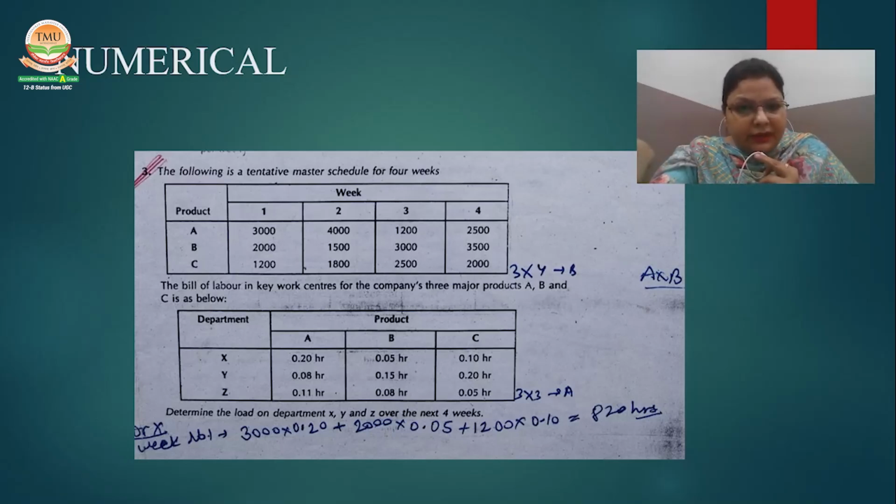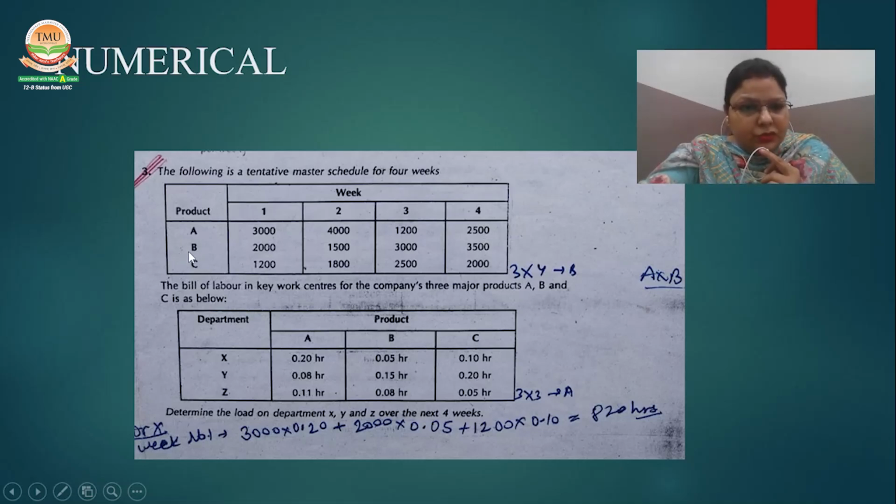The following is a tentative master schedule for 4 weeks. You can see a table over here. There are 3 types of product, A, B, C, and these are the weeks: 1st week, 2nd week, 3rd week, and 4th week. In the first week, product A, they are going to produce 3000, in the second week 4000 units, in the third week 1200 units, and in the fourth week 2500 units.